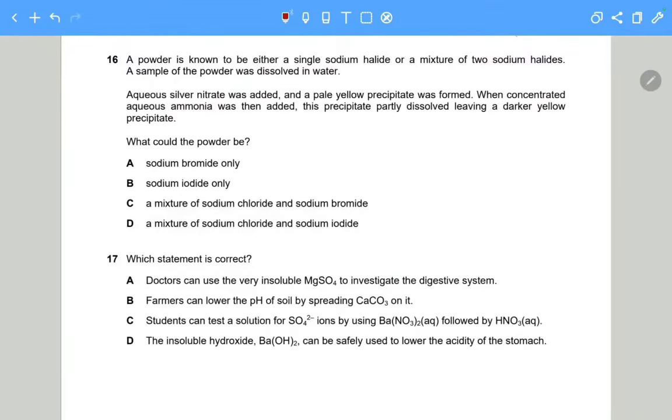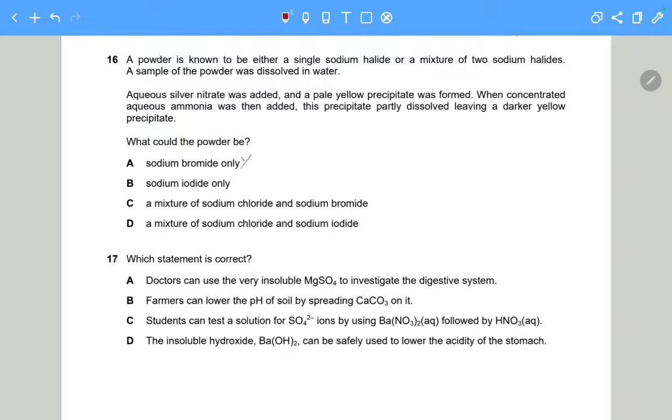Question 16. A powder is known to be either a single sodium halide or a mixture of two sodium halides. A sample of the powder was dissolved in water. Aqueous silver nitrate was added and a pale yellow precipitate was formed. When concentrated aqueous ammonia was added, this precipitate partly dissolved, leaving a darker yellow precipitate. What could the powder be?